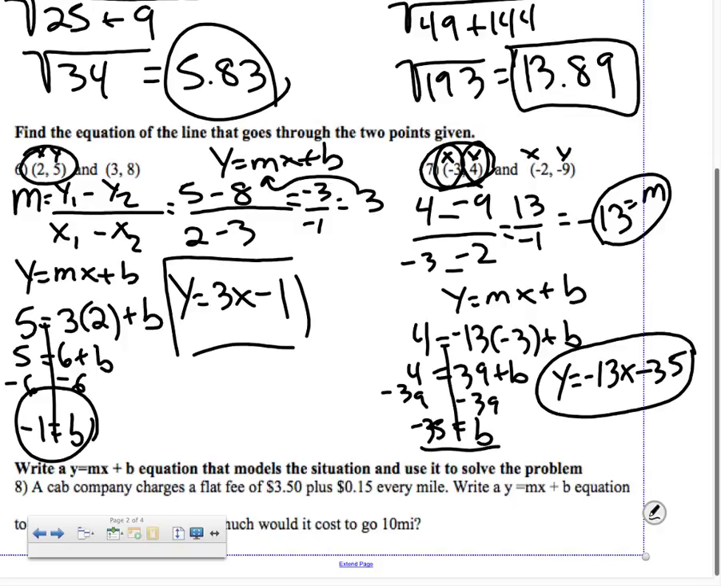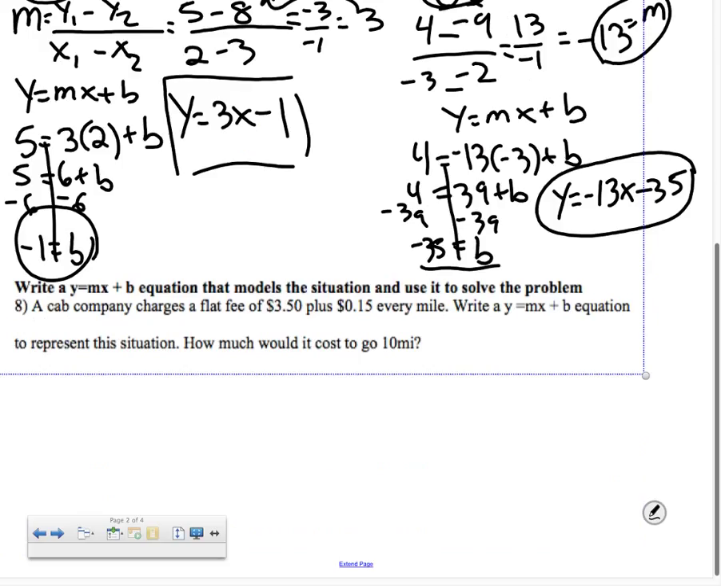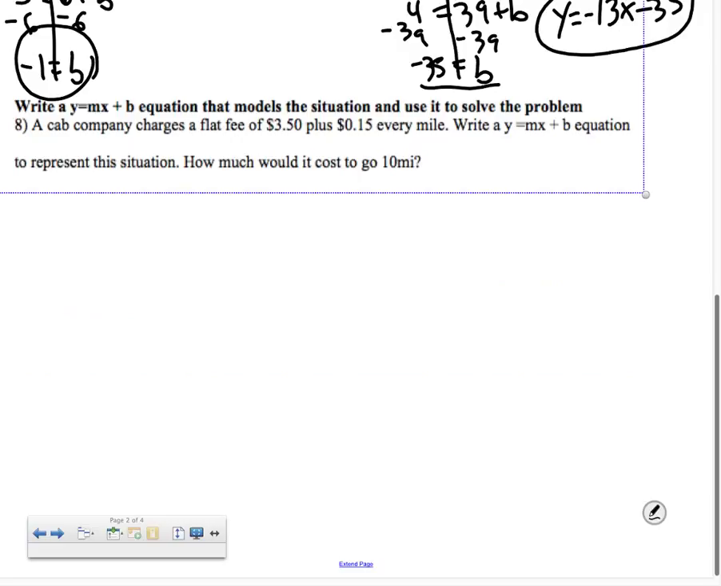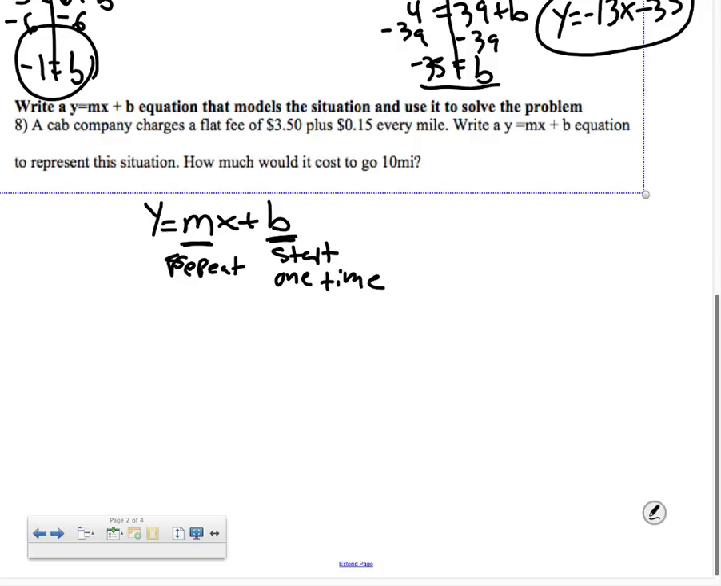Number 8 is the exact same problem in word problem format. And ironically, it's actually easier when it's in word problem format because usually they tell you your slope rather than you having to figure it out. And same for the y-intercept. So remember, in this equation, y equals mx plus b, b is your initial value, so this is the starting amount or the one-time cost. Whereas m here is your slope or your repeated number. So m is the number on repeat.